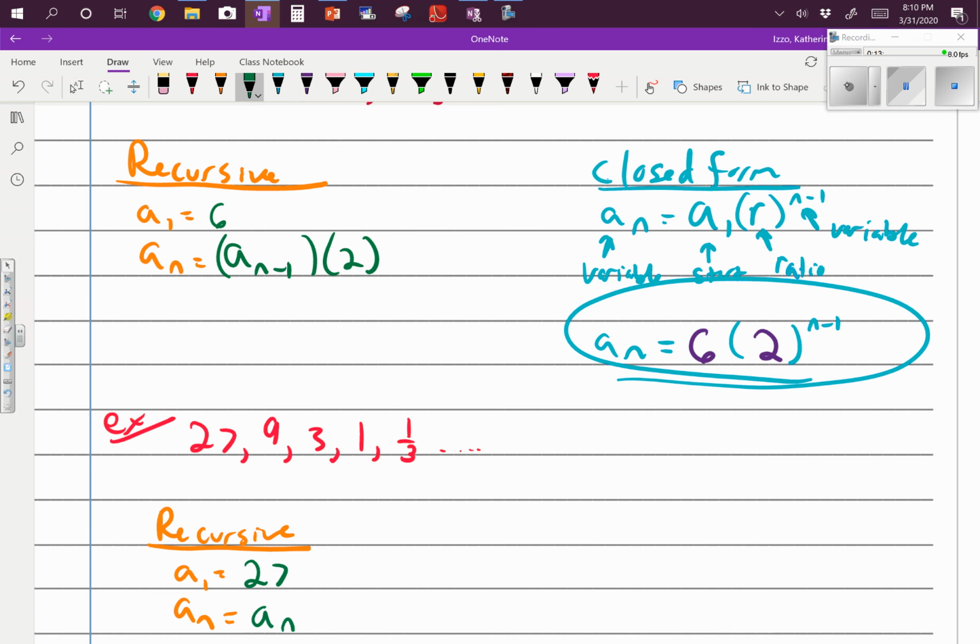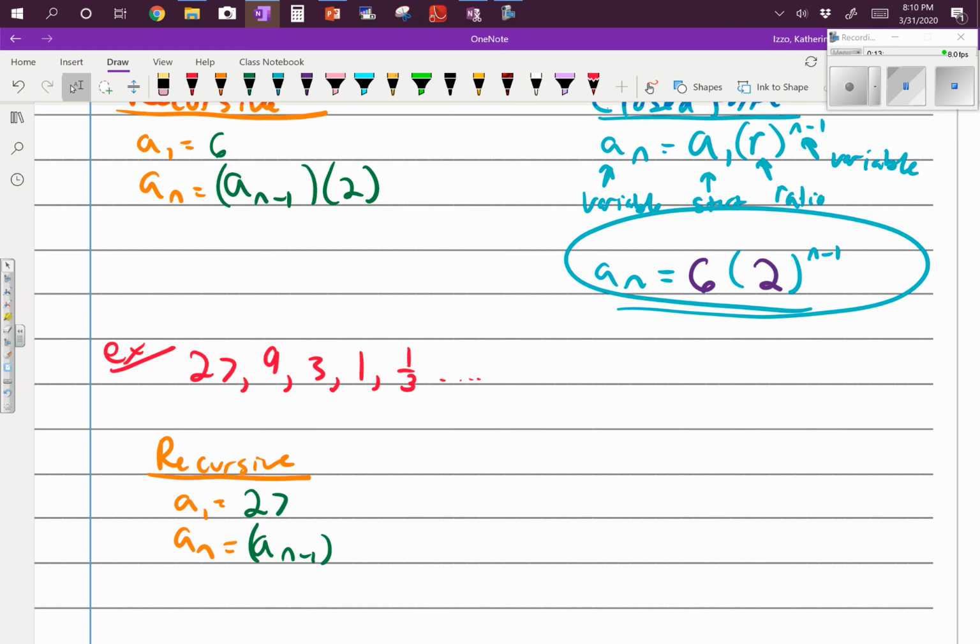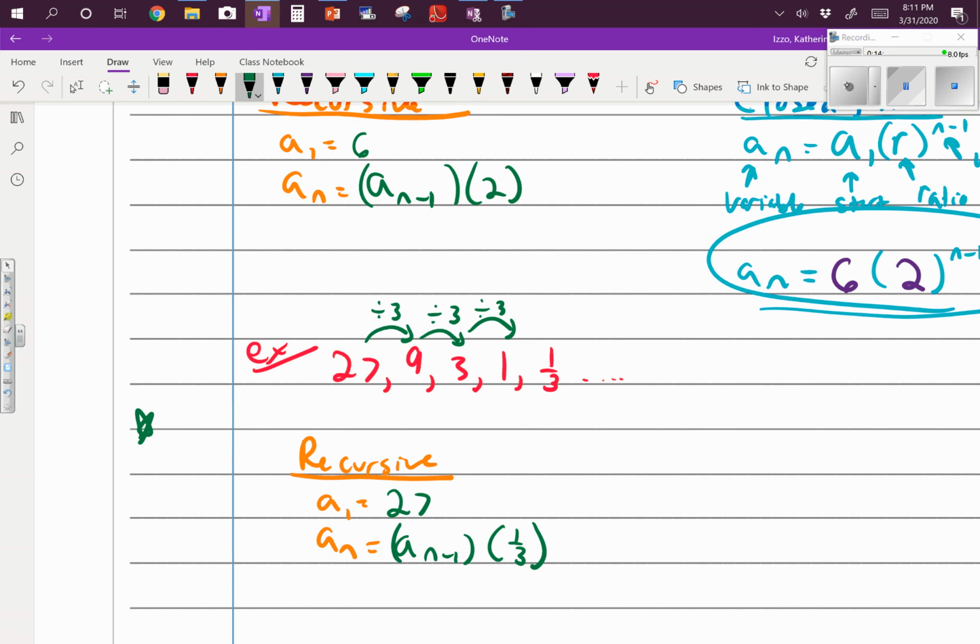And in order to get to AN, we would have to take the guy before it, and we would have to do something to it. We would have to divide by 3. Do you see how we're dividing by 3 each time to get the next number? So you could write divide by 3, but there are other ways that we've written that. We could do over 3 like this, or multiply by 1/3. Dividing by 3, I want you to write this down in your notes.